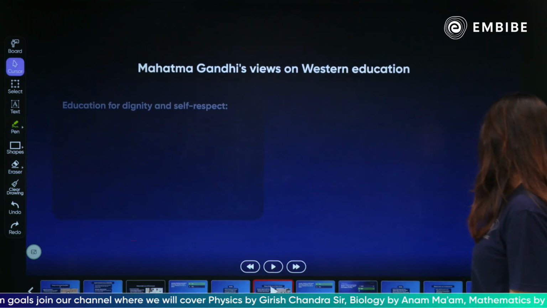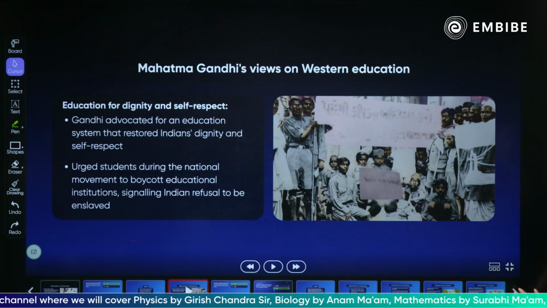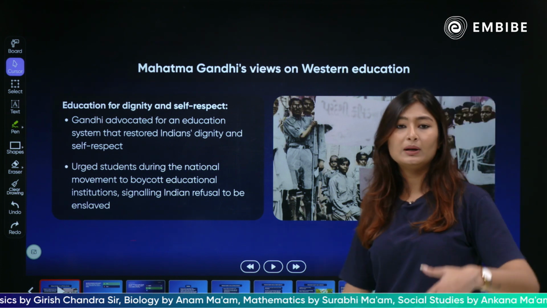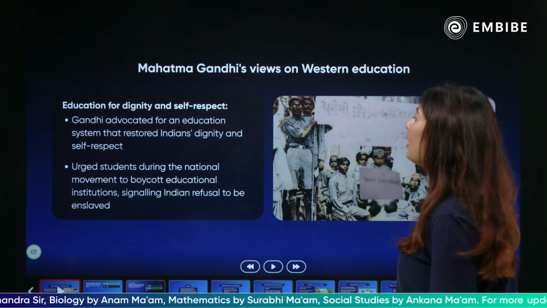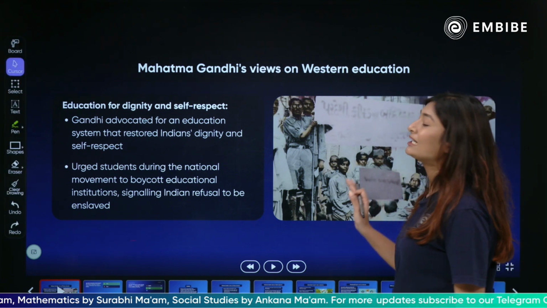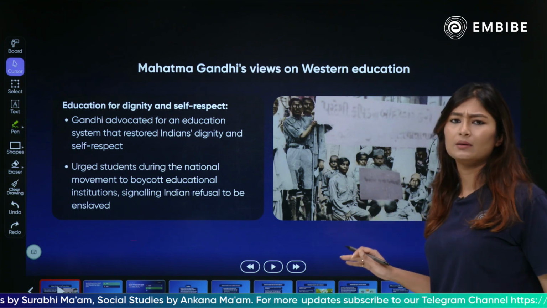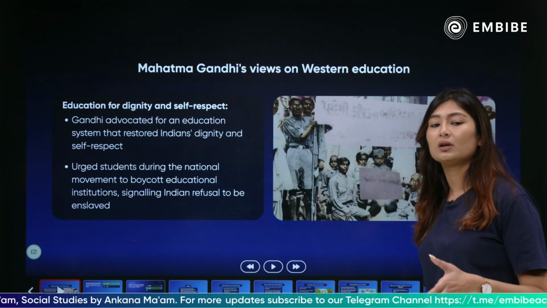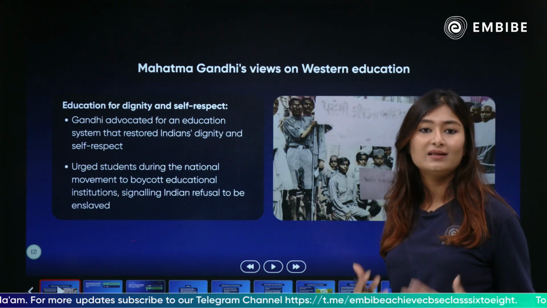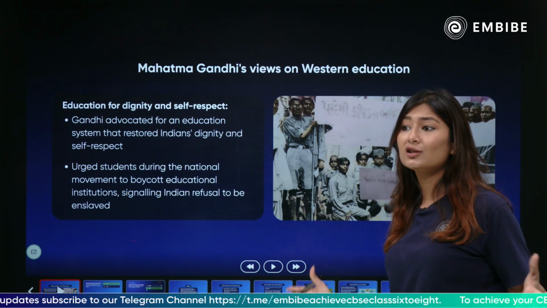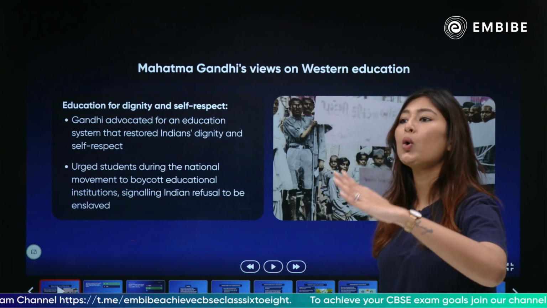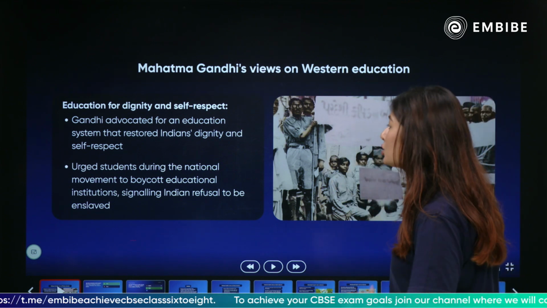And till the point the students, the children kept on admiring the British rule, the development, the nationalism couldn't have happened. People couldn't have gone beyond that, right? Gandhi advocated for education system that restored Indians' dignity and self-respect. So he simply said, you do teach your way, you do teach English, you do bring modernization, but don't insult Indians. Let them respect their history, their heritage, their culture, their literature. Let them also know the truth that India has not been so low-key as you're trying to show it.